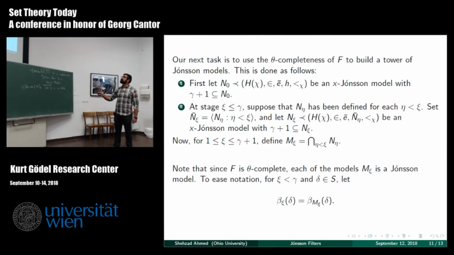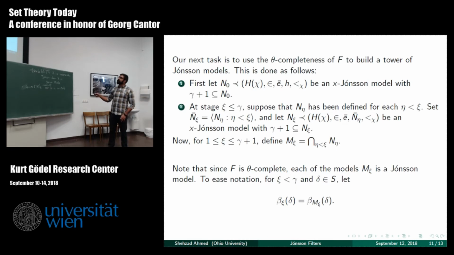I just look at N psi. I want it to see the previous N etas, and I ask that gamma plus 1 is contained in N psi. The idea here is that I want each N psi to be able to see the N etas. I can always demand this. So anyway, now I use this Jónsson assumption, and I define this sort of descending chain of Jónsson models by taking intersections, right? And I use the theta completeness here.